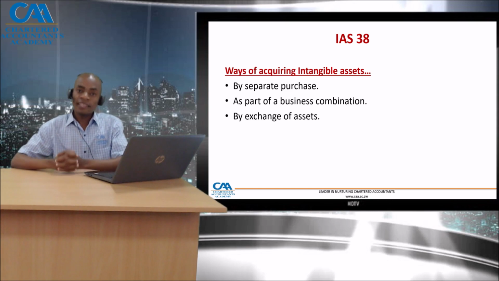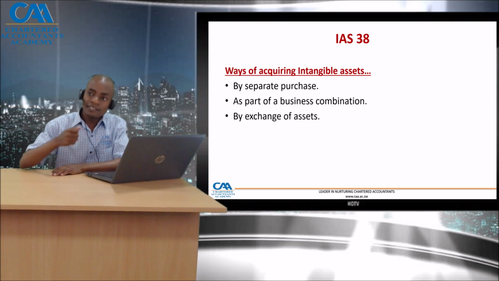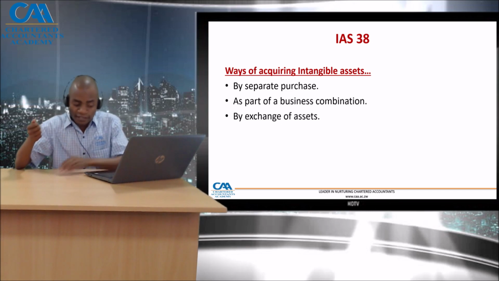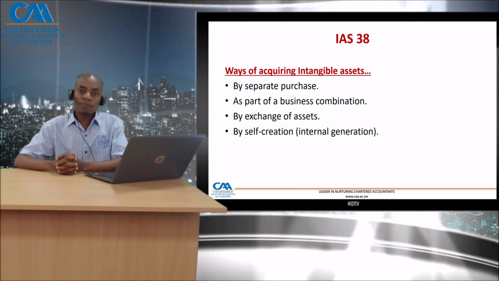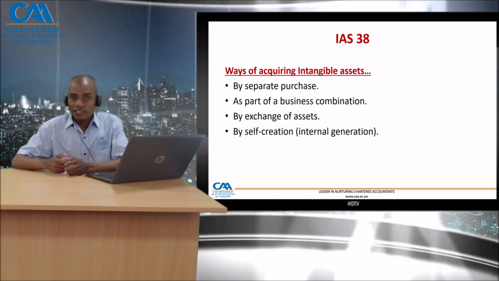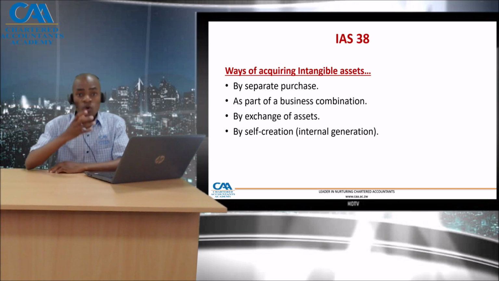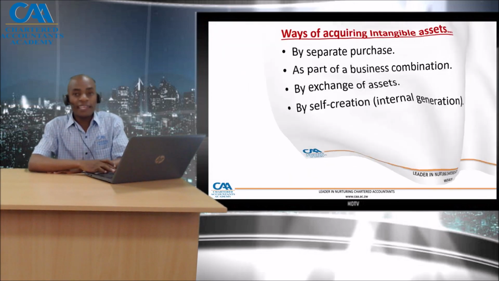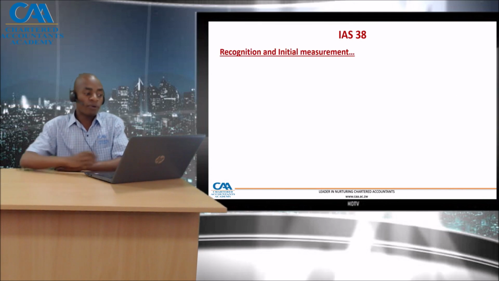Or it might be as a result of an exchange of assets. For example, entity A might exchange its intangible asset with entity B, or it might be as a result of self-creation, that the entity might embark on a project whereby they can create an intangible asset. We have got the example of Mark Zuckerberg during his college time when they developed Facebook. So that one is an example of a self-generated intangible asset. So those are the ways the entity can acquire an intangible asset.